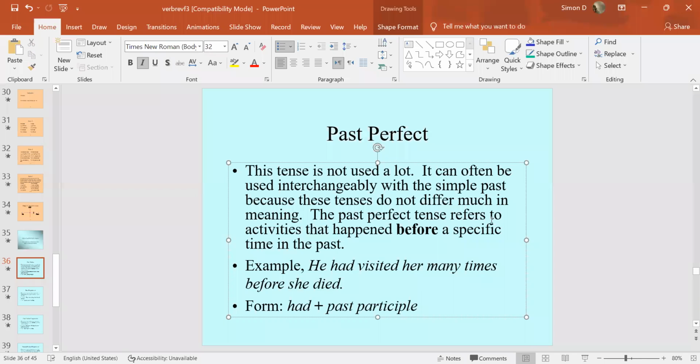The past perfect tense refers to activities. Okay, activities is what he did, like visited her. Okay, that happened before a specific time. What is the specific time in this example? It is before she died actually. So when you are referring to the past event and before that what happened, you can use: he had visited her many times before she died.